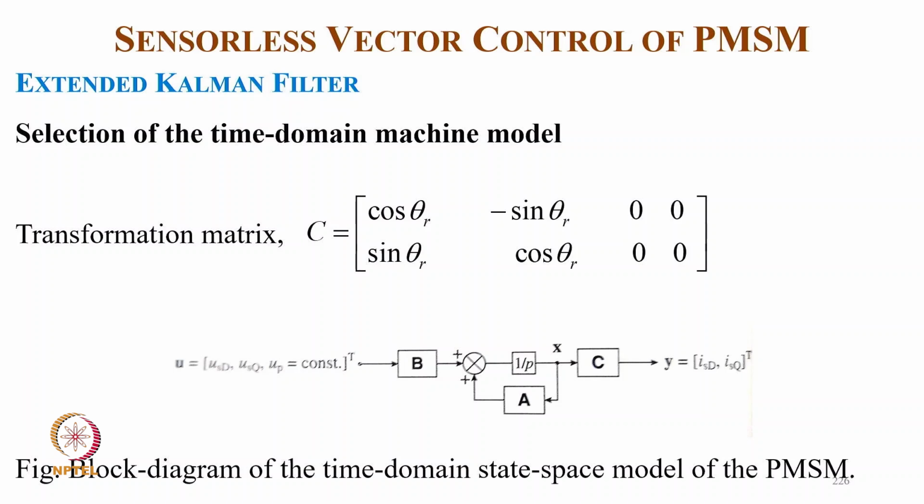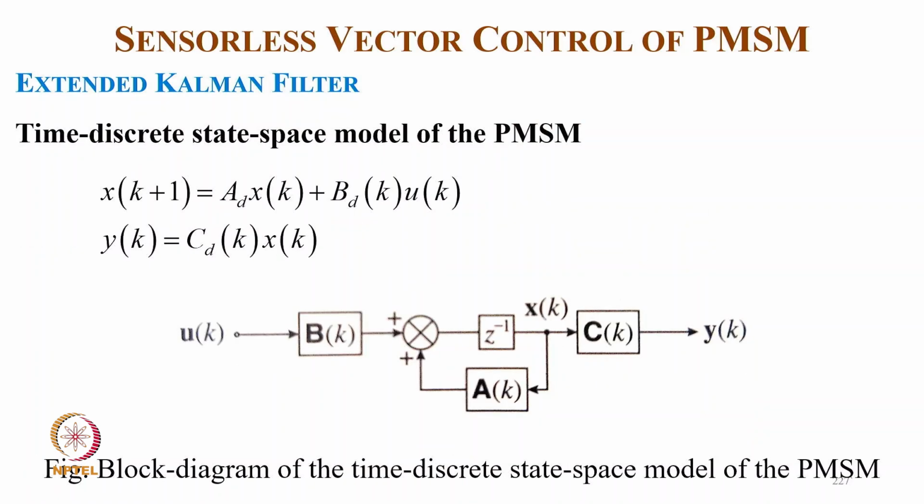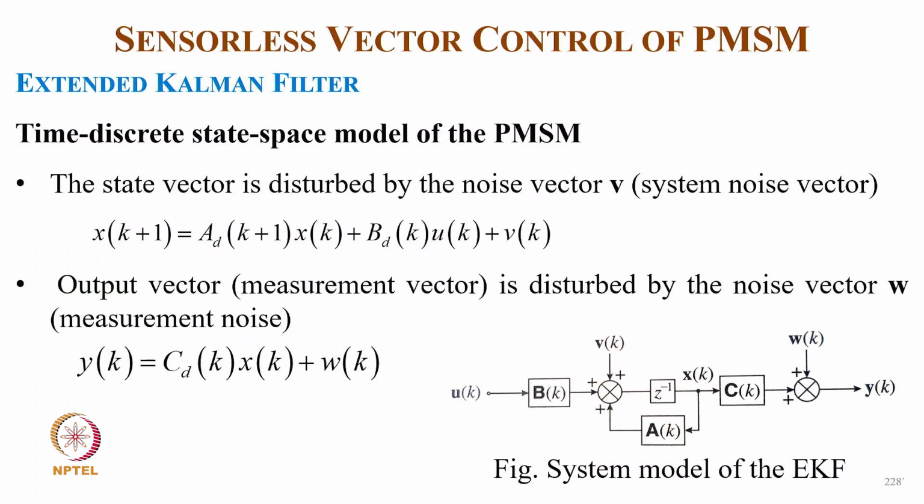From this we get the voltage vector, and from this we get the torque. From the state X we get the output, and through C we get Y. So this is the block diagram of the time domain state space model, and the time discrete state space model is X at k plus 1 equal to AD XK plus BD UK, and YK equal to CD XK. This block diagram shows YK obtained from UK with the proper feedback.